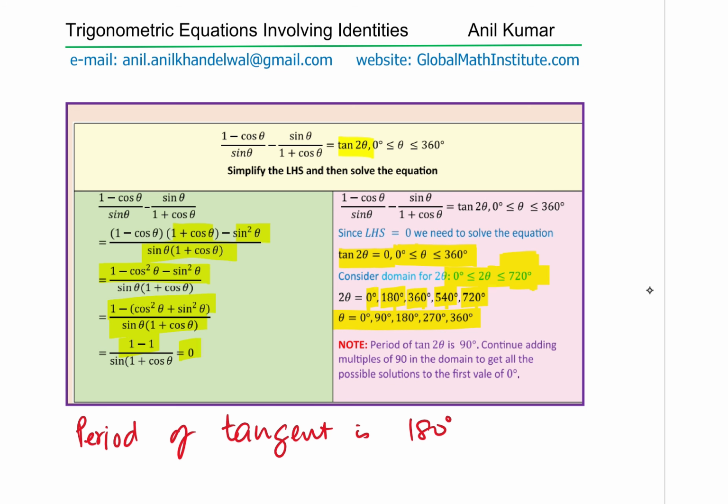This trigonometric equation has a combination of solving an identity and then the equation. And the equation is also not simple. We are involving 2 theta, and that requires some more thinking. So it's a challenge extended question for you.